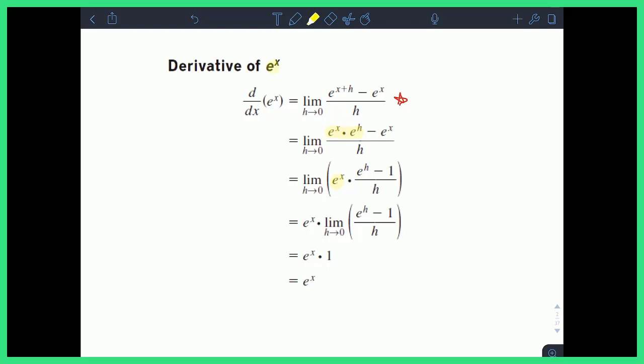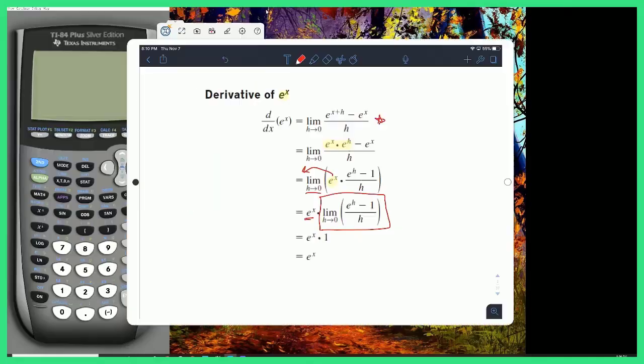And since e to the x has nothing to do with the variable h, because our respect here is h, you can just pull the e to the x right out of your limit because it's not needed in there. It's technically a constant in regards to h. And that leaves this piece right here, which we can ask the graphing calculator for some help. So let's go and put this in the calculator.